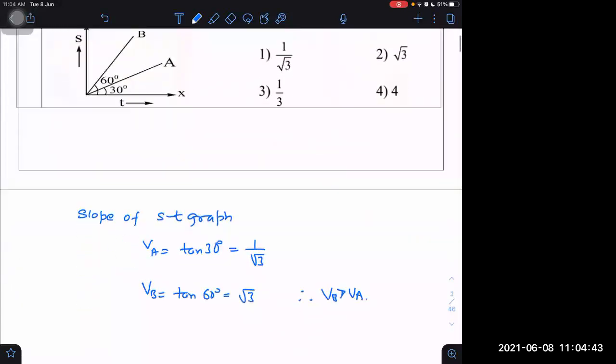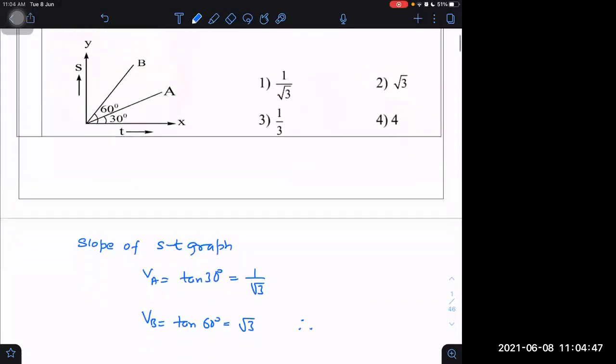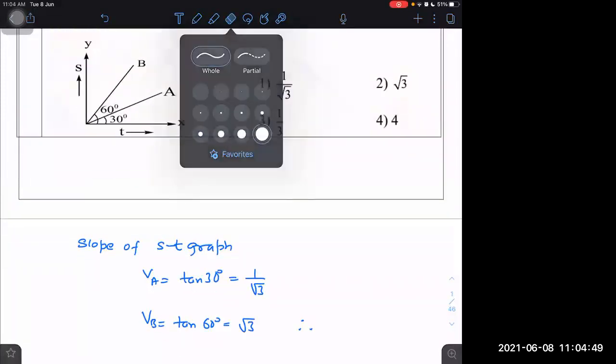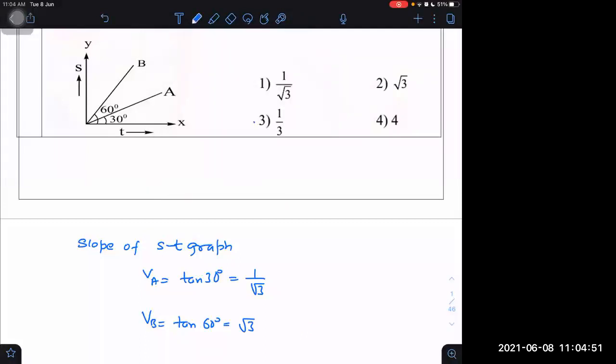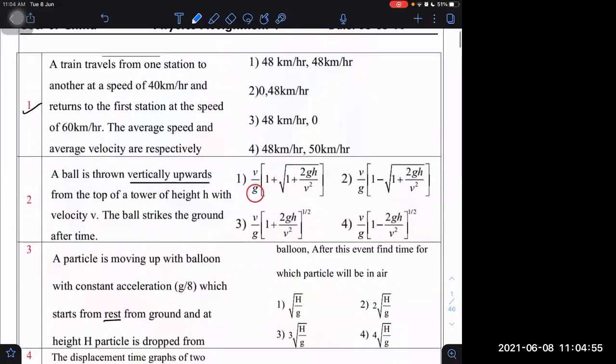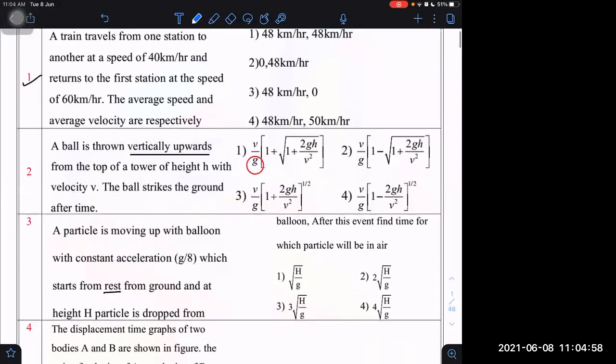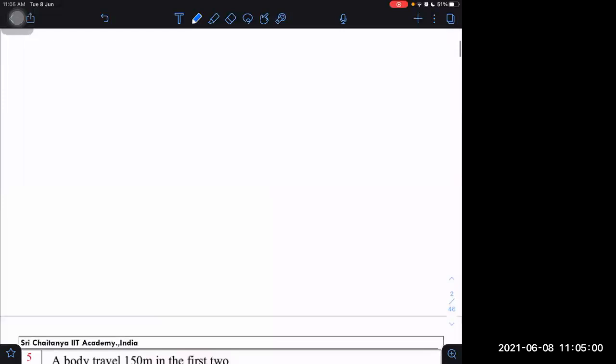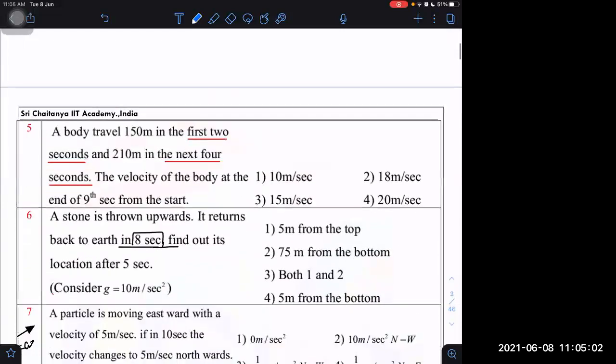They are asking ratio. Ratio will be 1 by 3. So we're getting answer as 1 by 3. These remaining questions also we can do, but let me cover a few questions of graphs first. Then I will come to this.